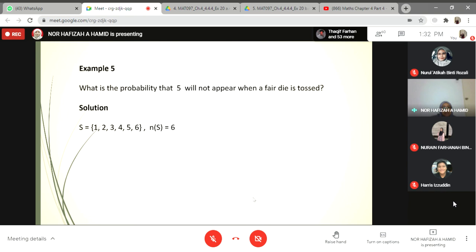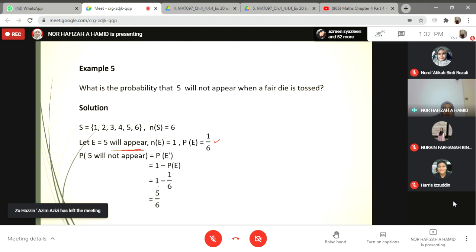Okay, so you have the sample space, 1 until 6, so total you have 6. So let E be the event that 5 will appear. So kalau 5 will appear, maknanya 1 over 6. Tapi sekarang dia nak probability that 5 will not appear. So you kena minus 1, total of the probability, minus the probability of 5 will appear. So you dapat 5 over 6. So yang ni kita consider as probability of complement lah, selain daripada probability for the event. Sebab tu you kena minus. So ini for example 5.